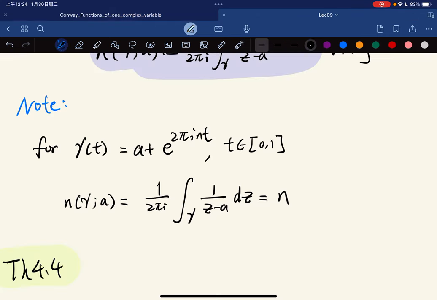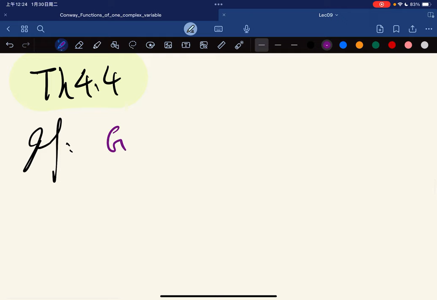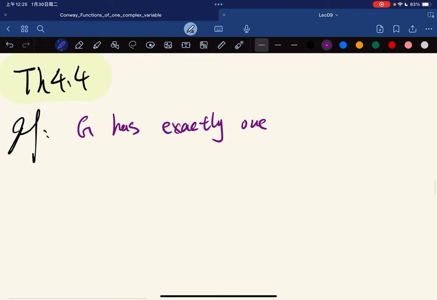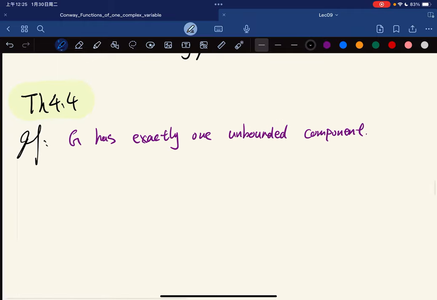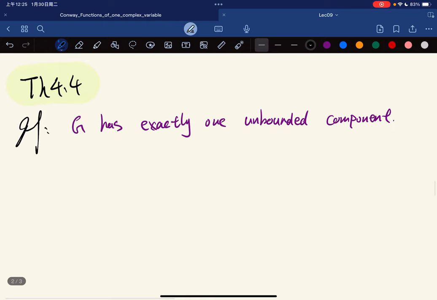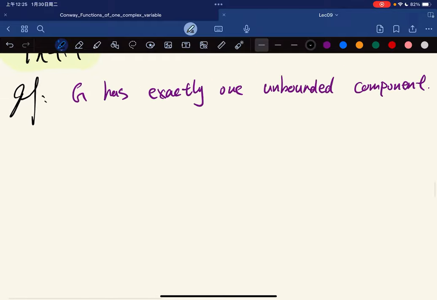So, first I'll show that G has exactly one unbounded component. For those who don't know what a component is, you could go to my first lecture about the definition of connected components, okay? So we first show that you have exactly one unbounded component. This makes things become very topological, right? Well, okay, so let's just start.